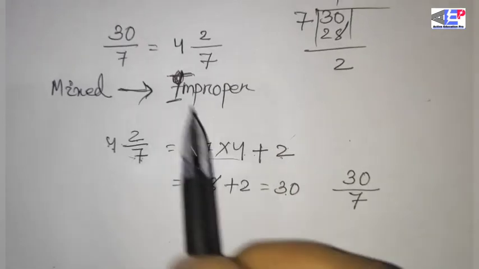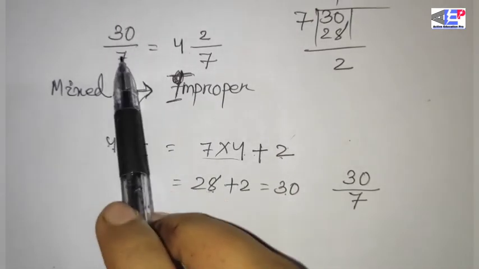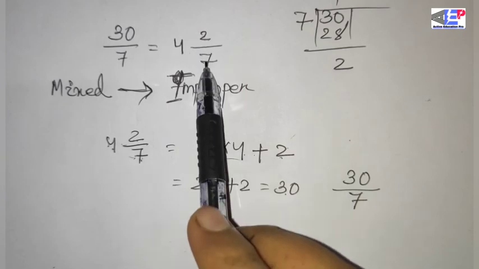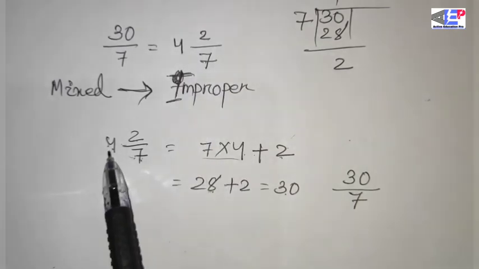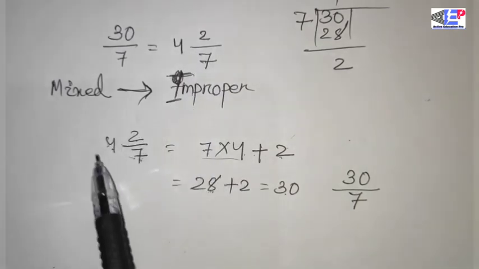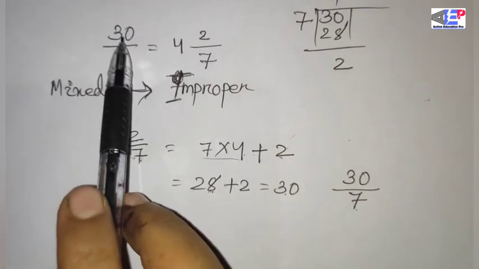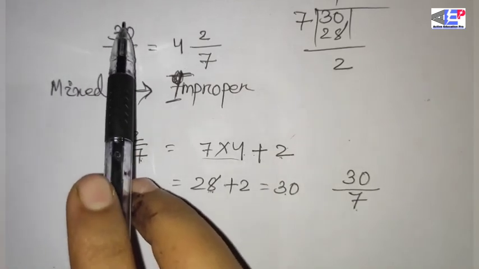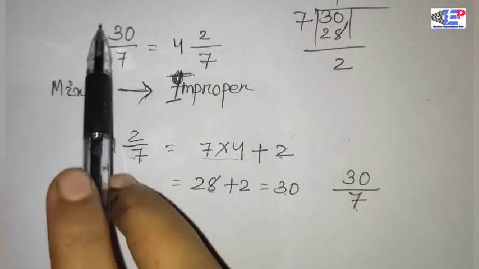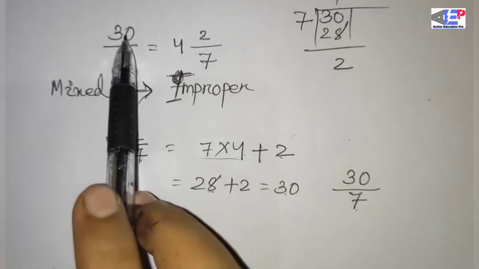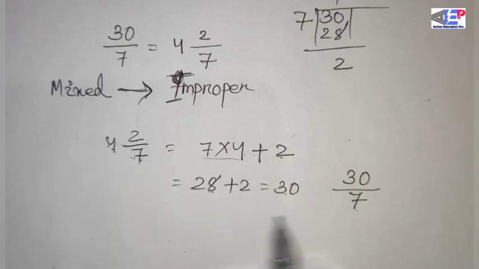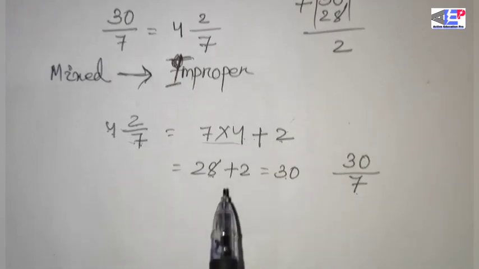In the above example we converted 30/7 to a mixed fraction, which is 4 2/7, and in the vice versa process we transferred this mixed fraction to an improper fraction. When we convert from improper to mixed fraction, we split the numerator, and again we make the numerator. This is 30/7.